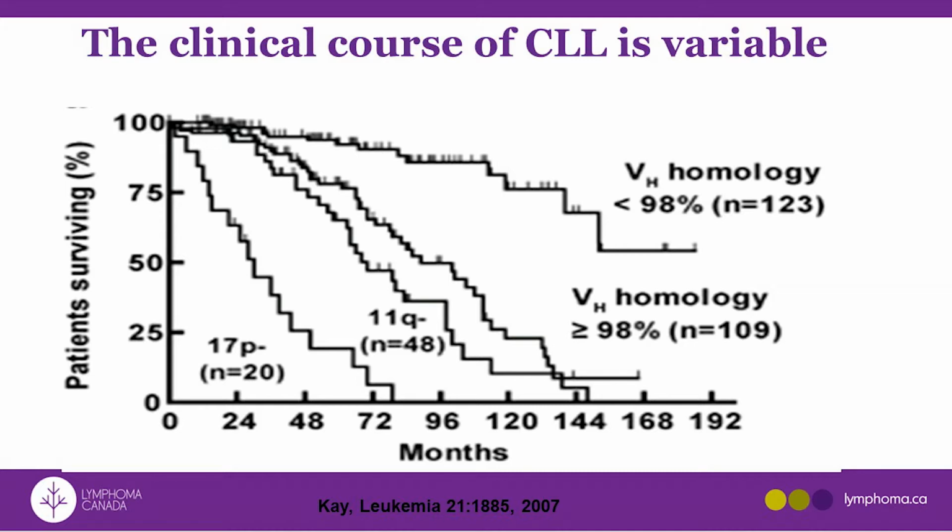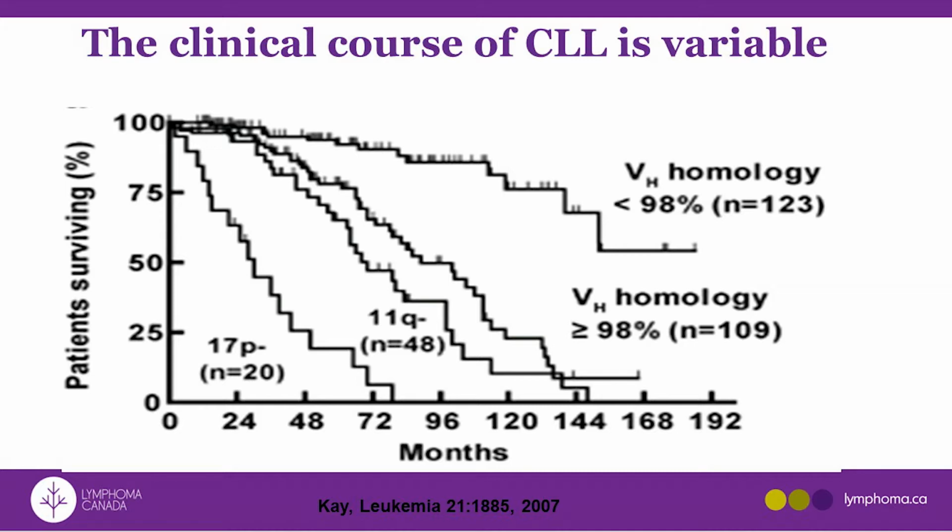If patients had the mutated IGVH status, if their B cell receptor was mutated, and they didn't have these so-called high-risk lesions, then the disease course can be quite benign, with some patients really having no problems for 20, 30 years, so having quite a benign disease. And then the mutated B cell receptor falls in the middle.